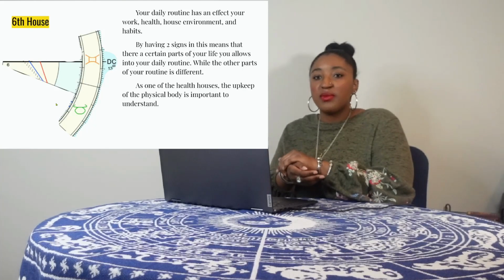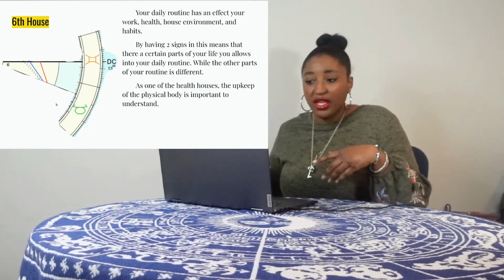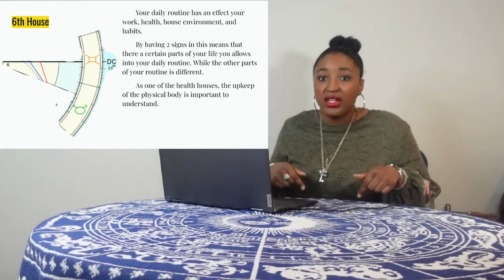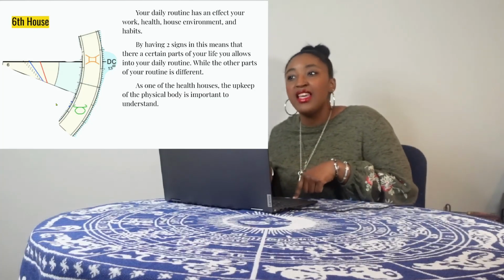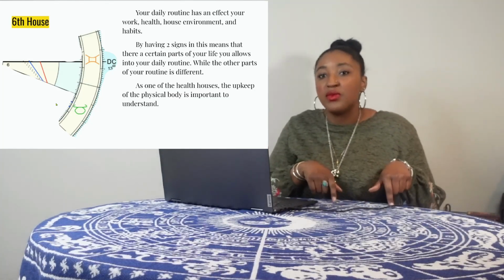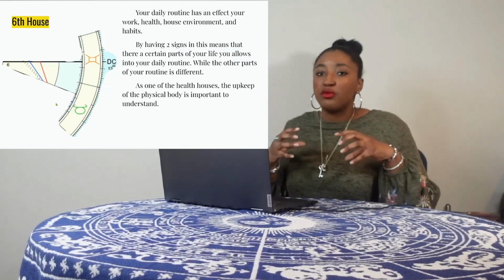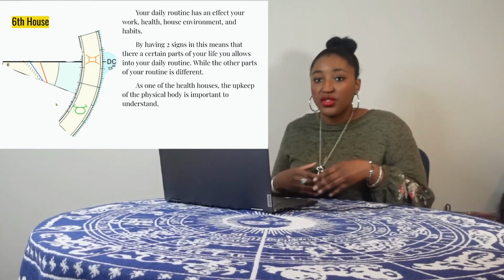Or another good way to put it is a habit. Because like they say, do something for 30 days, it becomes a habit. Well, that's very true, because if you're doing it for 30 days, you're doing it daily, and therefore it becomes your daily routine, which is a 6th house quality. So if you want to change your routine, you've got to look at your 6th house.